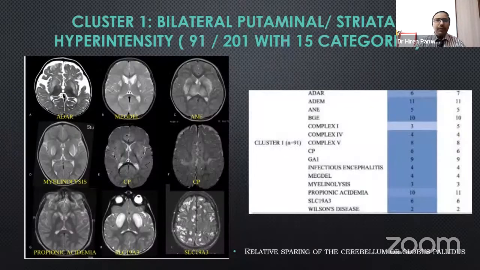So first of all, we'll start with cluster one, that is the bilateral putaminal or striatal hyperintensity. That was a major group in this study, and 91 patients out of 201 patients had this kind of putaminal or striatal hyperintensity. And they came up with 15 categories in this study, out of which the majority were ADEM, followed by propionic acidemia. We'll now be seeing interesting cases in this cluster, their peculiar features, the clinical findings and the teaching points within these clusters.